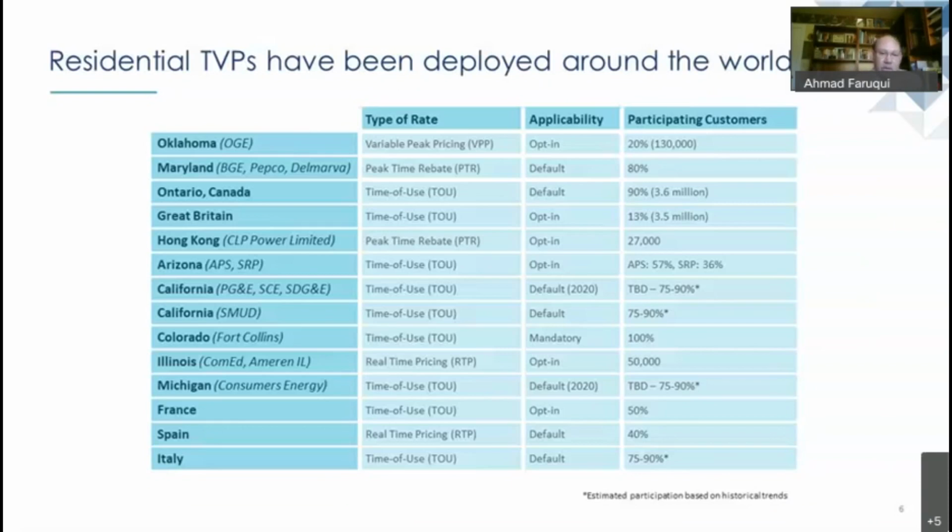And one of the really interesting things that I want to point out here is that sometimes we tend to assume that America is always the leader in all of these innovations. That is often not true. Look at Spain, for example, towards the bottom of that table. They have real-time pricing to residential customers as their default tariff, and 40% of their customers are on that tariff. So the Nordic countries also have a lot of real-time pricing activity for all classes of customers.